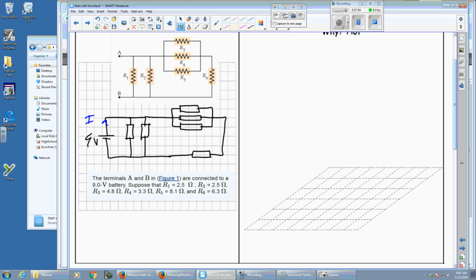So let's call that I1, and then that would be I2. This would be I3. Here, I'm going to call that I4, and I4 would also be over here. We'll call this I5, I6, I7 in there, I8, and this coming back out here would again be I5. So 8 different currents. How many junctions?